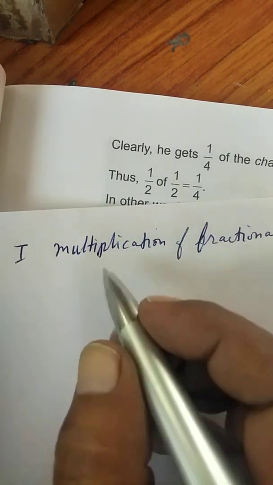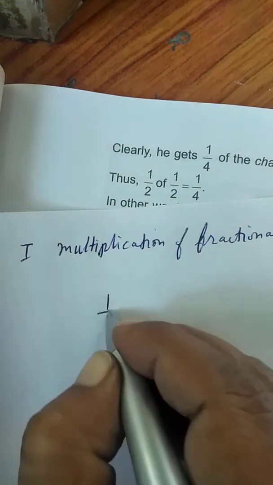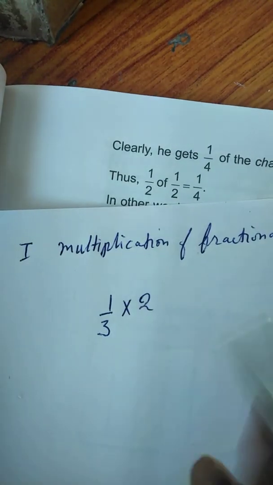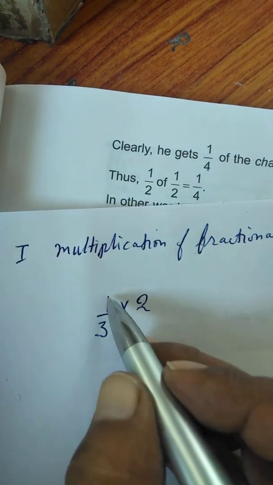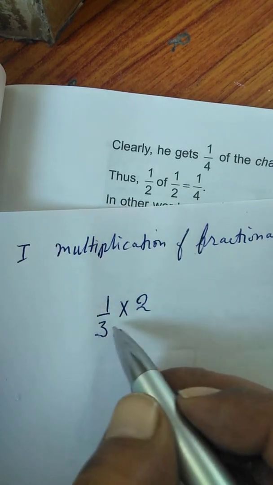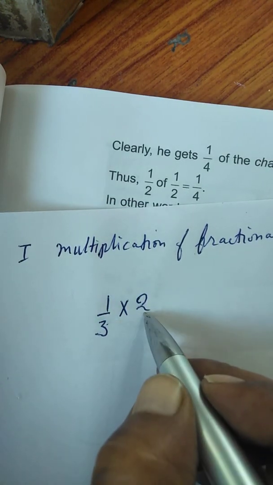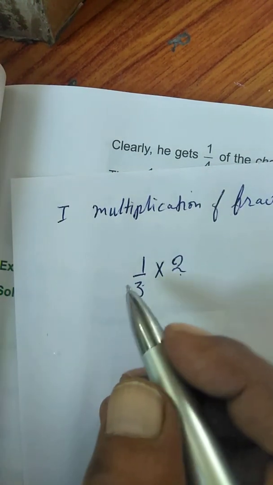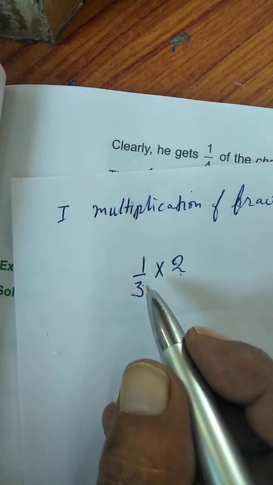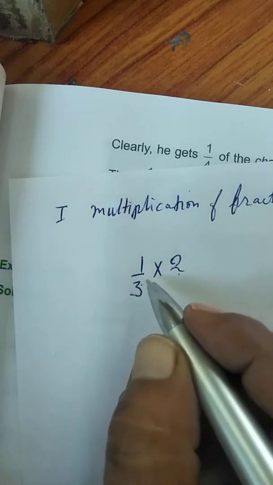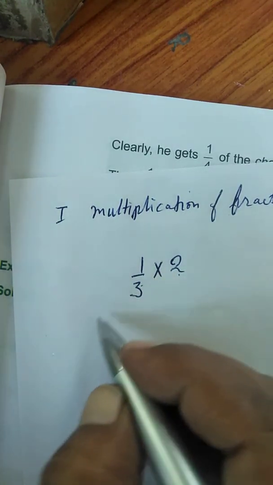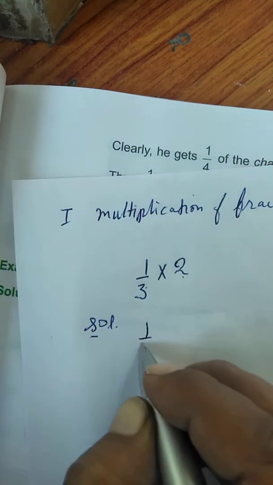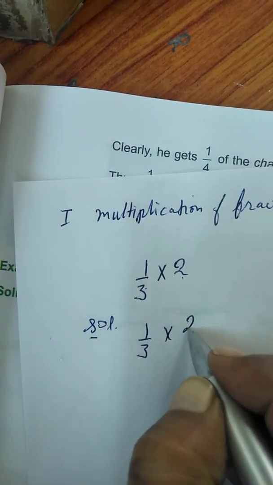Now let us suppose I have an example: 1 upon 3 multiplied by 2. So 1 upon 3 is a fraction number, and we will multiply this fraction number by a whole number. Now it's quite easy to solve. How will you do that? You will write the solution. After that you will write 1 upon 3 multiplied by 2.